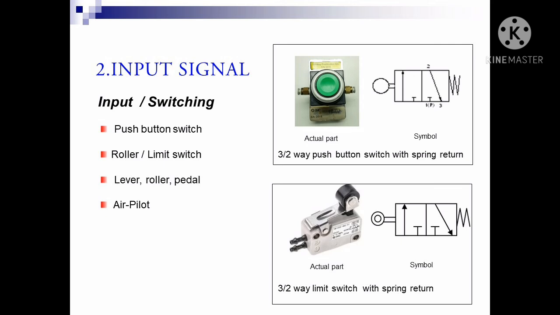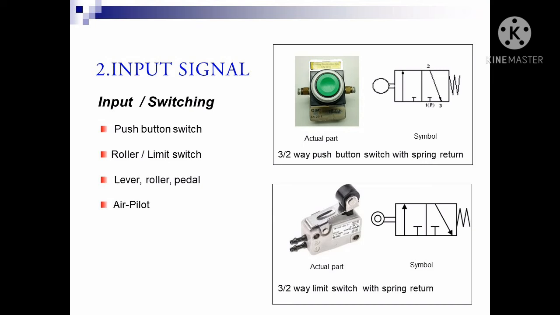The second component is the input signal. The main function of the input signal is to control the positioning of the actuator. Examples of input signals are switches and sensors. In our class, we will use a normally closed push button switch and also a limit switch as a sensor.